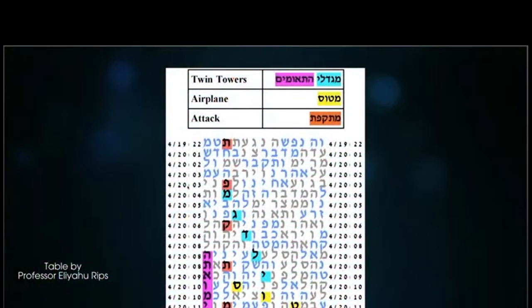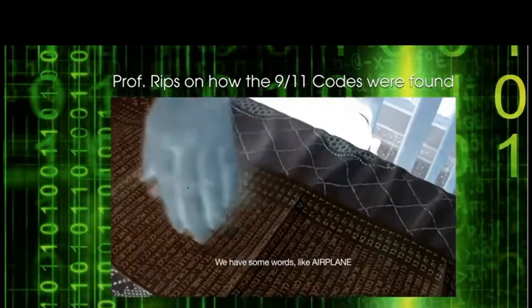This is probably Professor Rips's most famous table. He looked this up right after the Twin Towers attack. It's the Twin Towers airplane attack. Those letters came up all in chapter 20 of the book of Numbers in just a very small table, an amazingly small table. And the chances for this to come up are millions to one. All of those words would be so tightly configured in just one chapter.